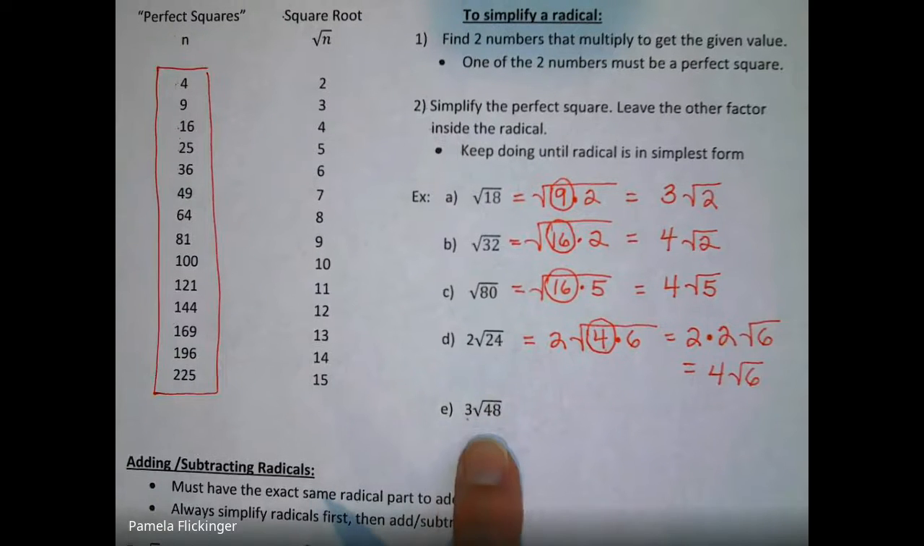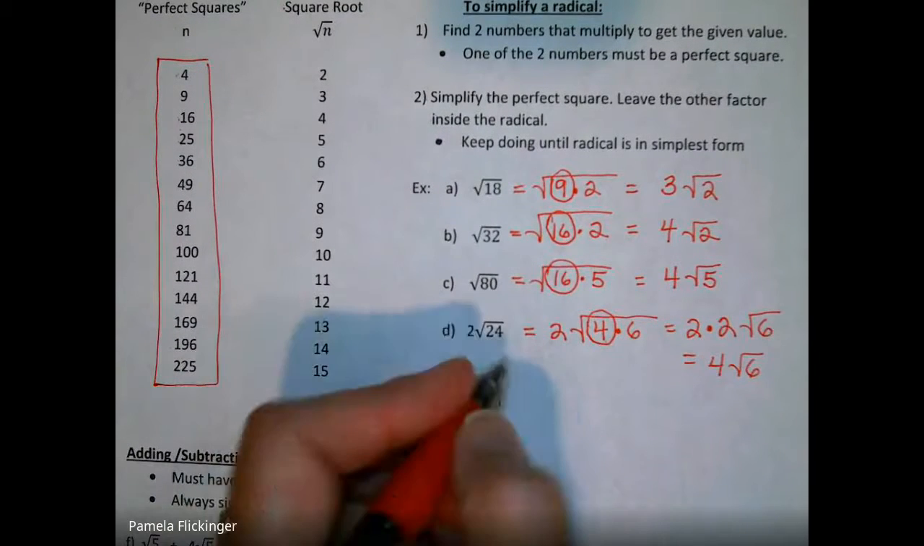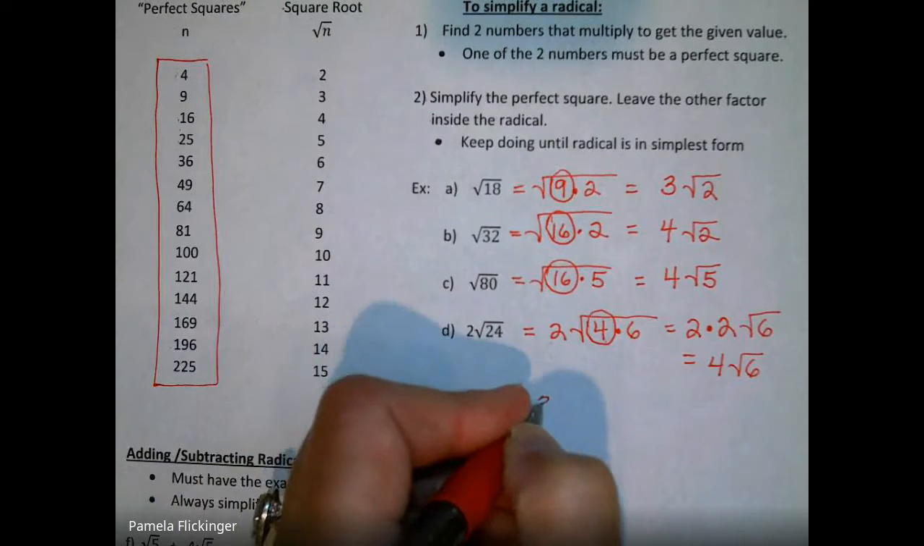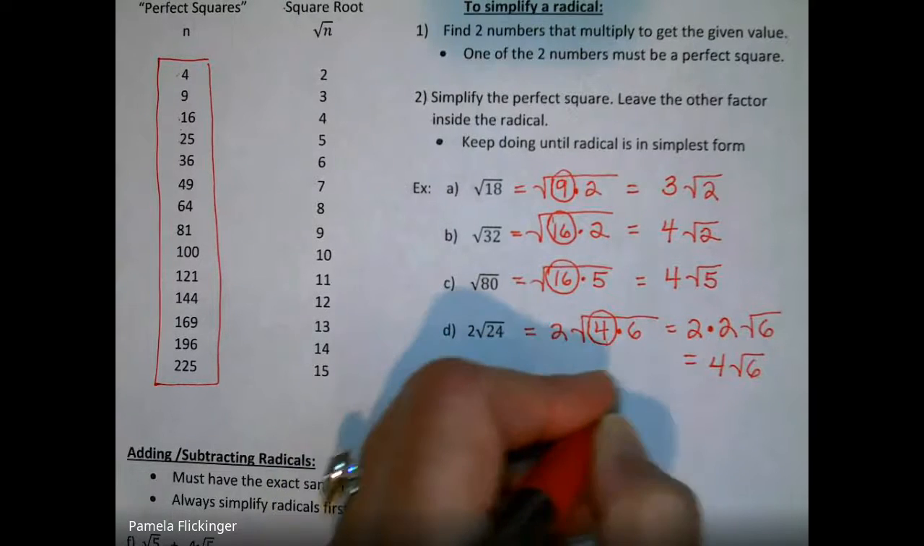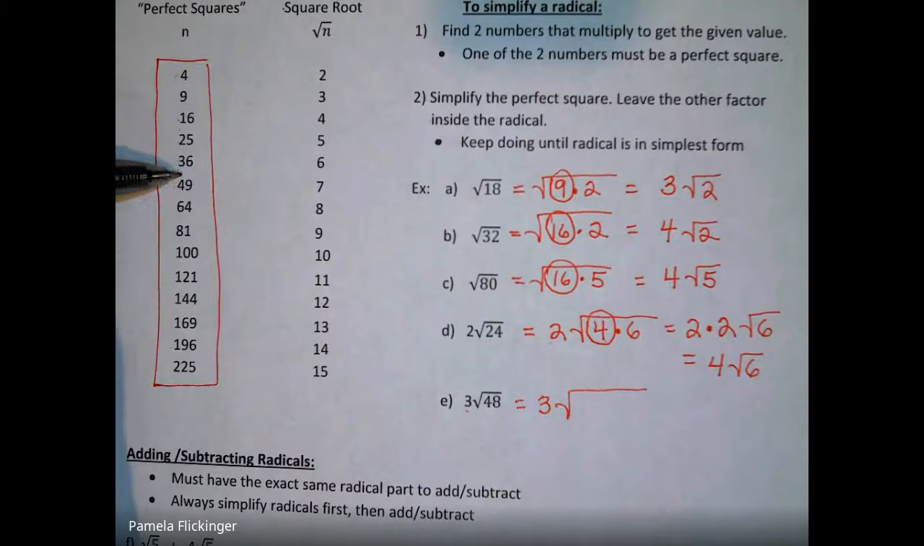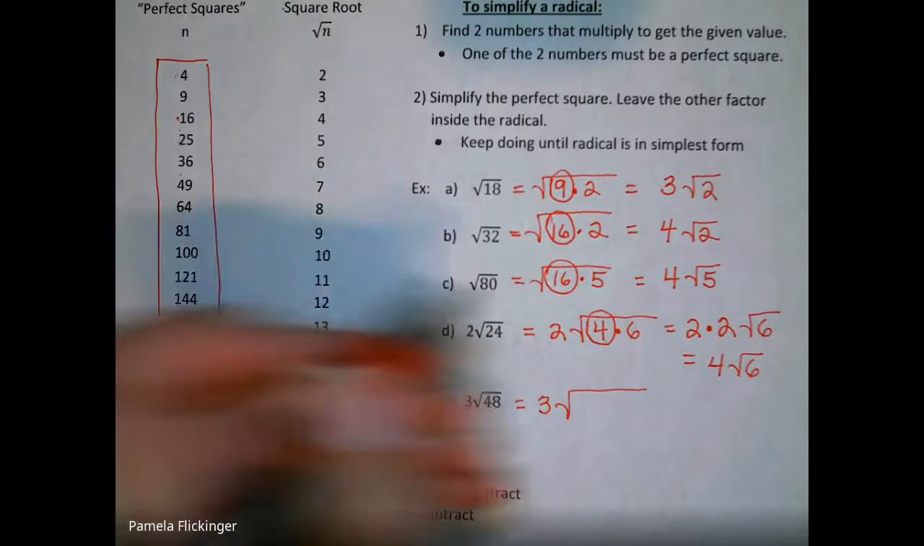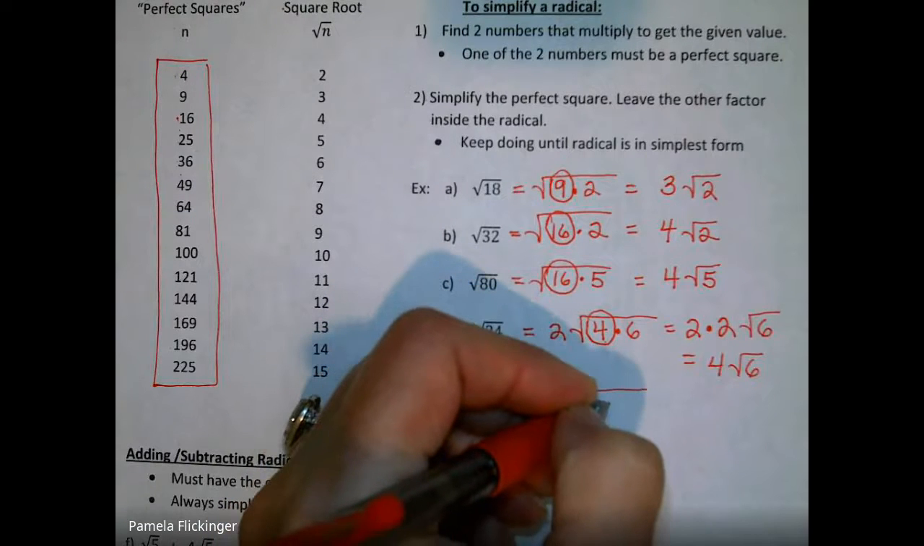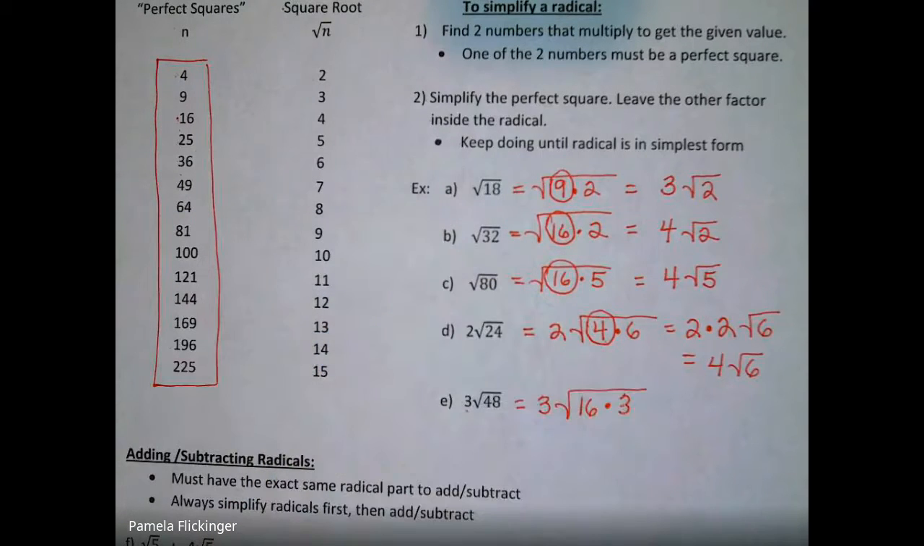So again, 3 times the square root of 48. There are many perfect squares that go into 48, so we want the largest. So find where it falls and work your way up. And 16 goes into 48. So we'll break this down into 16 times 3.